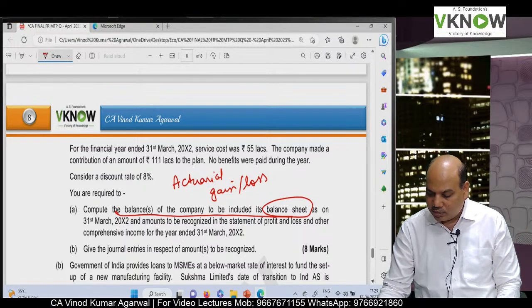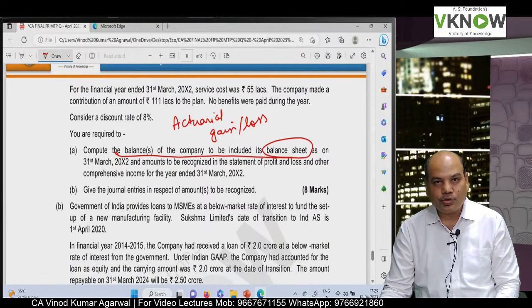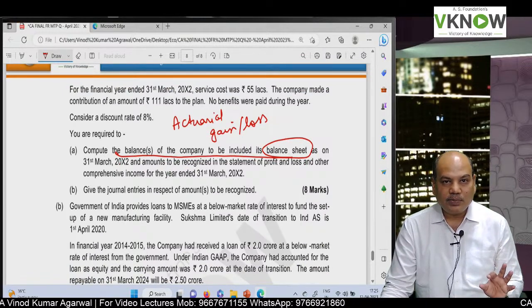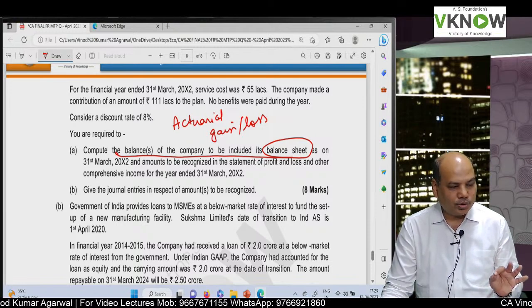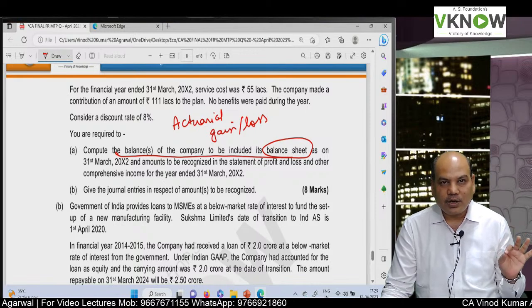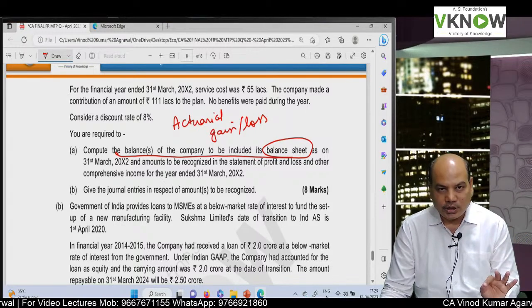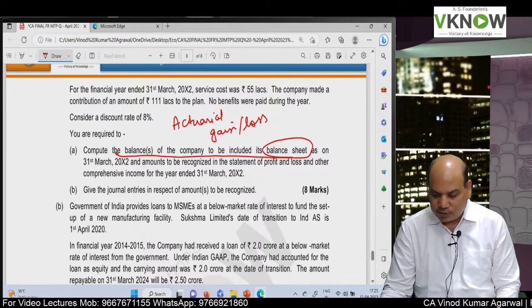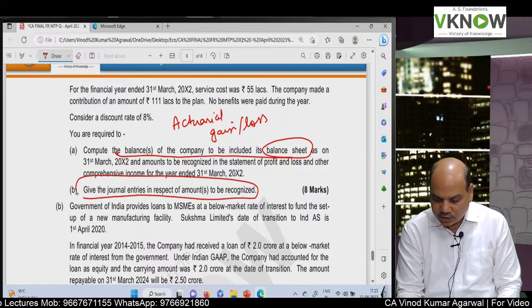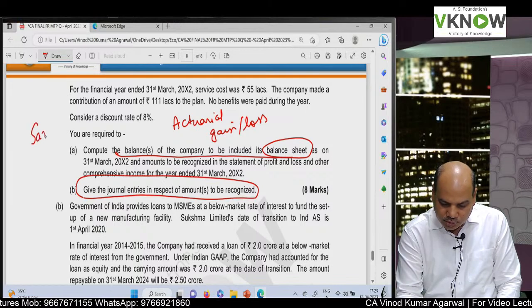So in the P&L account, current service cost is shown, interest cost is shown, and in the OCI part, actuarial gain or loss is shown. In the balance sheet, the difference between the present value of defined benefit obligation and the plan asset will be shown. Plus you have to also pass one journal entry. Same question covered in class.